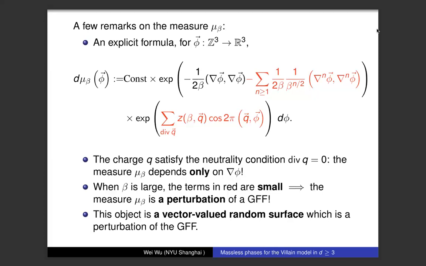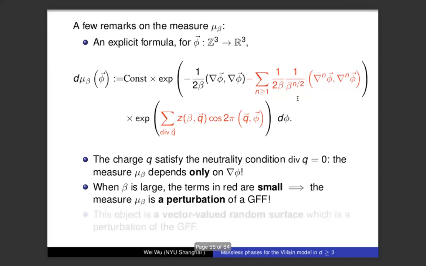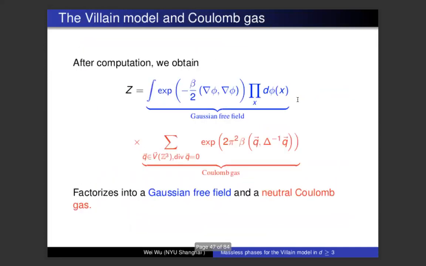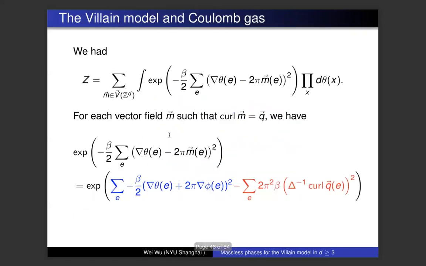Other questions? Yeah, I wanted to ask about your decomposition into the free field times Coulomb gas factorization. Does that work for the XY model, or is this only for Villain? So this complete factorization only works for Villain, because you need a Gaussian. You really need a square in order to have the cross term cancel. And that would work in 2D as well, right? So that works in any dimension, yes.